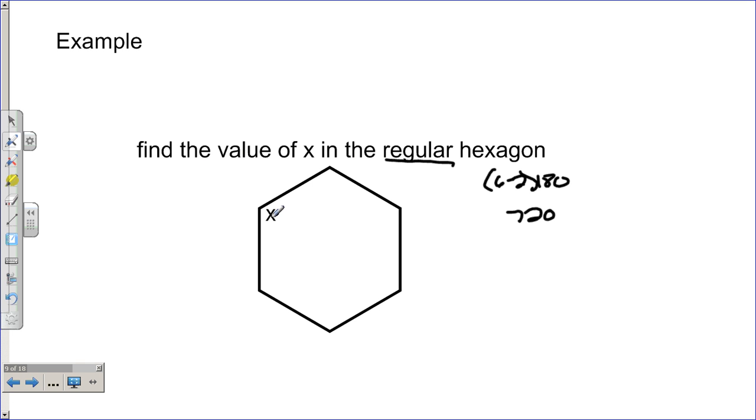Okay, 6 minus 2 times 180 is 720. Now if I need to know one of these, and there's 6 of them, it has 6 sides, then it has 6 angles, then all I do is divide by 6. So 720 divided by 6 is 120. So that means x in this case would be 120 degrees. Okay? That means each one of these is 120 degrees. That's all you have to do to find an interior angle.